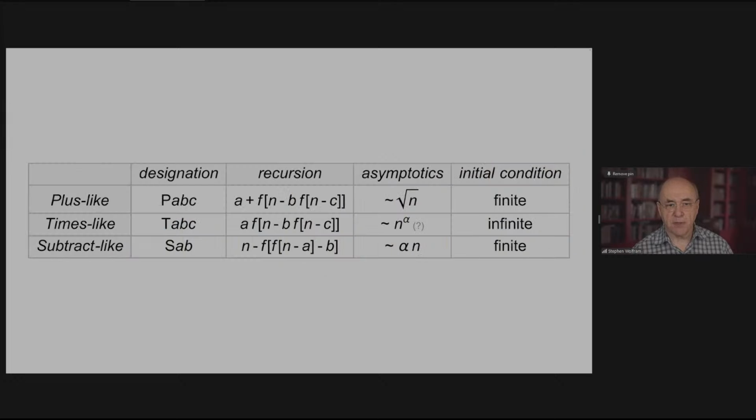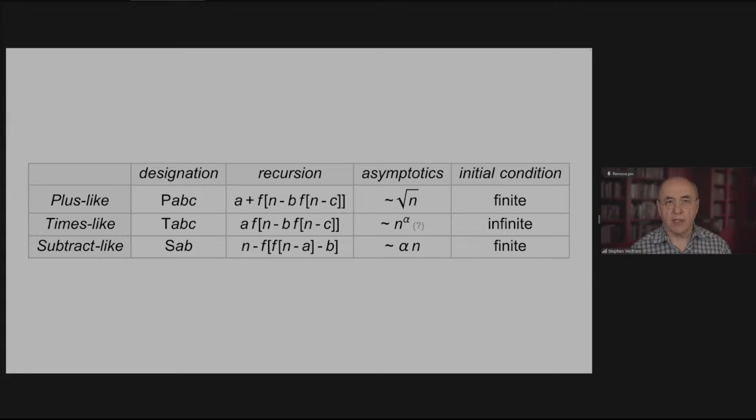So these are specific families of functions. We'll be focusing on the plus-like ones, the times-like ones, the subtract-like ones. We're calling them P, T, and S functions, and they have different forms, and they have different asymptotic behavior. Some of them probe only a finite number of initial conditions. Some of them probe an infinite number of initial conditions. So with this designation, the function we were just looking at is P312. Okay. Let's take a closer look at P312.